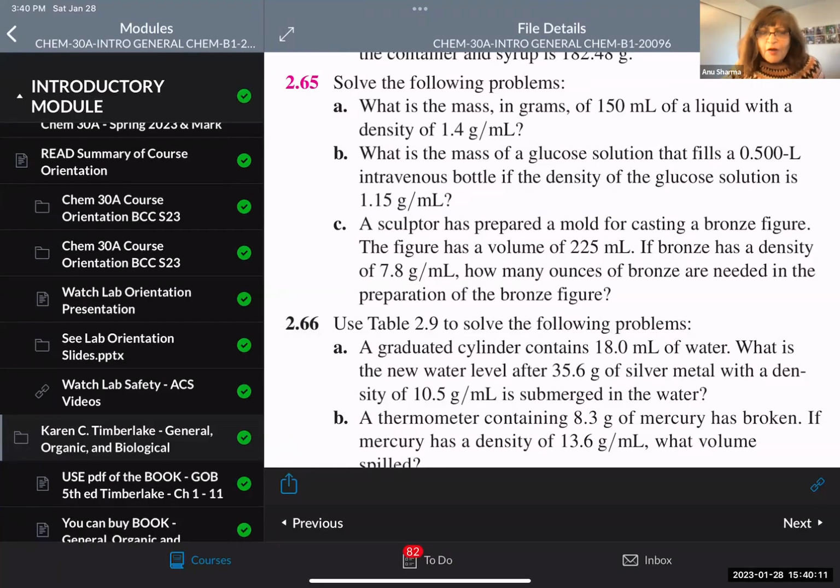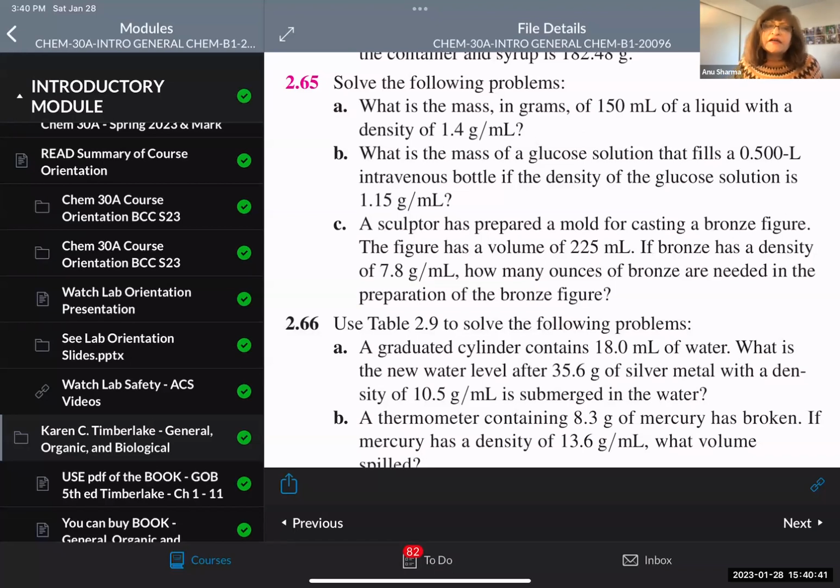Okay, so the next problem, the last one, is 2.65, and you're given these 3 parts. You can do part 1, that is A, yourself, and B is also of a little difficulty. You should do it, but I'm going to do C, which is a little bit more challenging. I'll do C, where you are using the density formula to do all these conversions and find the unknown.